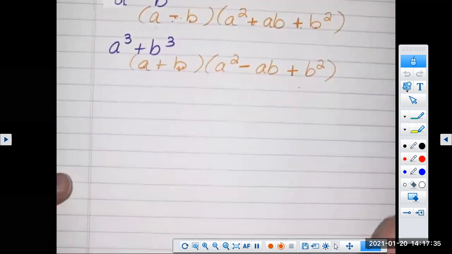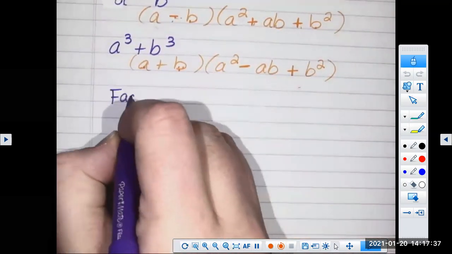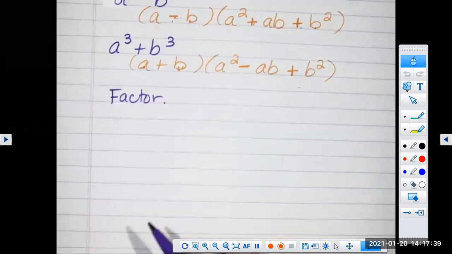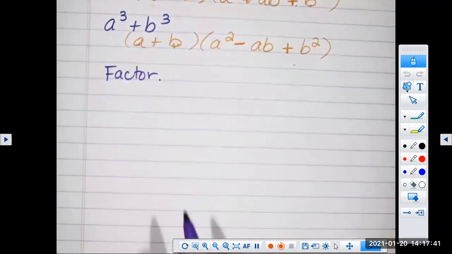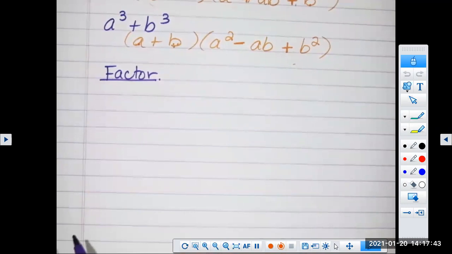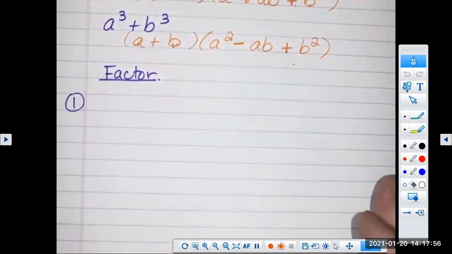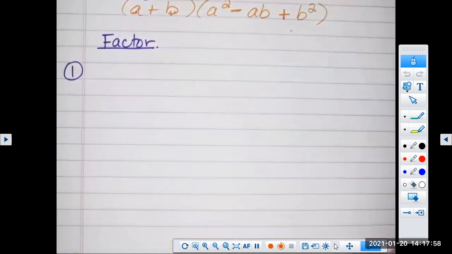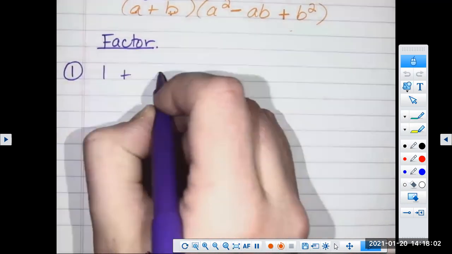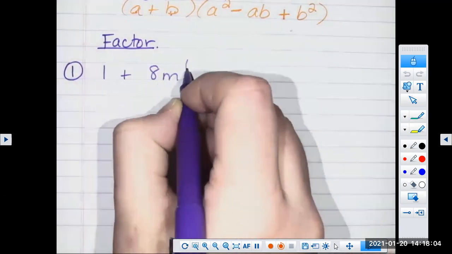Okay, we're going to practice factoring cubes before we move on to grouping. The other types of factoring you should be more familiar with. Okay, notice that your directions just say factor the expression, and you're given this 1 plus 8m to the 6.